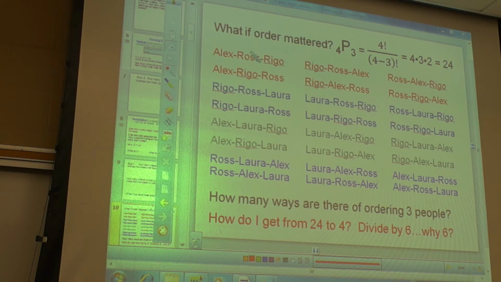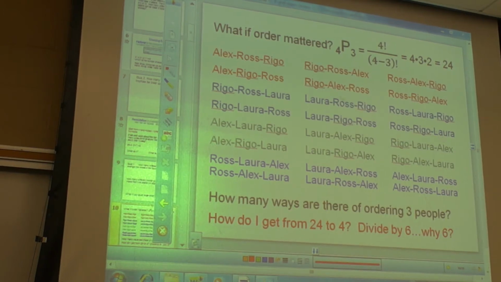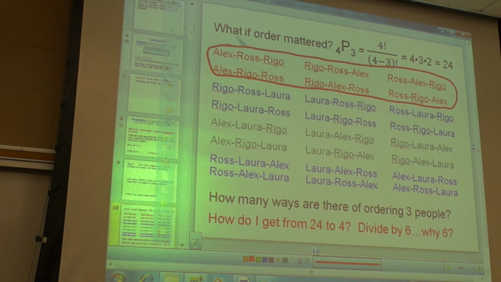That's the strange thing. If order mattered, and I was picking three people out of four, this would be all the different ways I could pick them. But if order doesn't matter, then this is just one, because it's just those three people. So this would be one way, a second way, a third way, and a fourth way. You're just picking three people. How do we get from this 24 down to just four different ways of choosing three? Because there are six ways of arranging these three people. So we take the 4 times 3 times 2 and divide by the duplicates. How many ways can you arrange three people? 3 factorial.